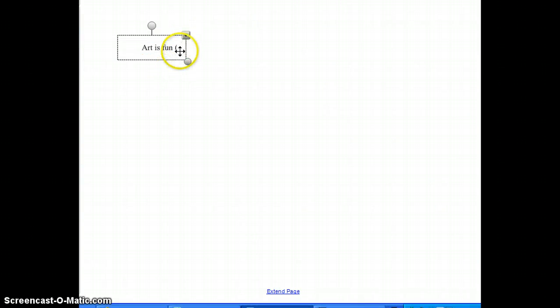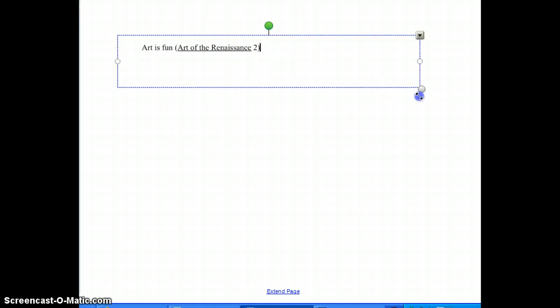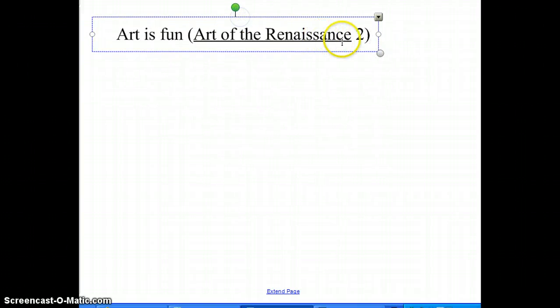So I'm going to put, Art is Fun, and we had talked about needing to underline the title, Art of the Renaissance, and I found it on page 2. We don't put "page" or a comma or "pg" or anything in the parentheses. The only thing that number represents is a page number, so we don't need anything else in there. Just the title of the book and the page number. Our sentence is not complete until we've put in that parenthetical to prove that our fact came from research. The period is always going to go on the outside of the parenthesis.